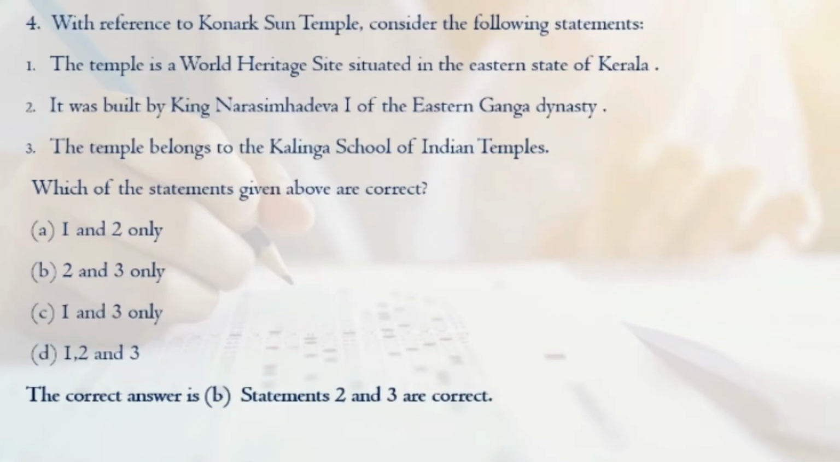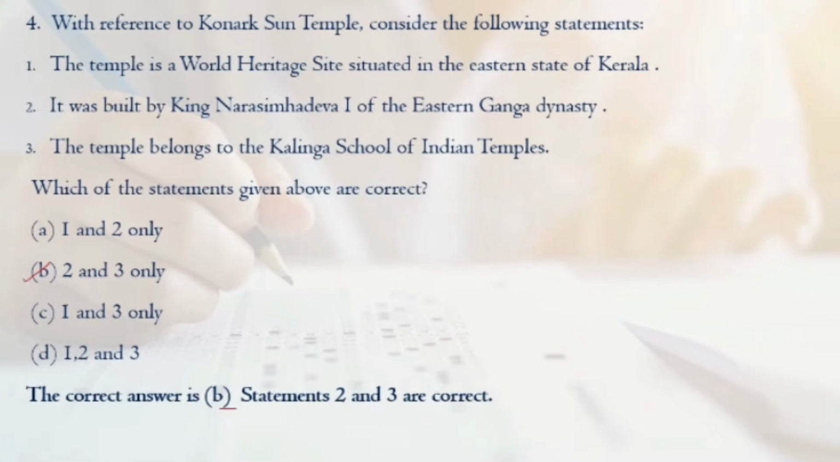Next question is, with reference to Konark Sun Temple, consider the following statements. First, the temple is a World Heritage Site situated in the eastern state of Kerala. Second, it was built by King Narasimha Deva I of Eastern Ganga dynasty. Third, the temple belongs to the Kalinga school of Indian temples. Which of the statements given above are correct? A. First and second only. B. Second and third only. C. First and third only. And D. First, second, and third. And the correct answer is B.